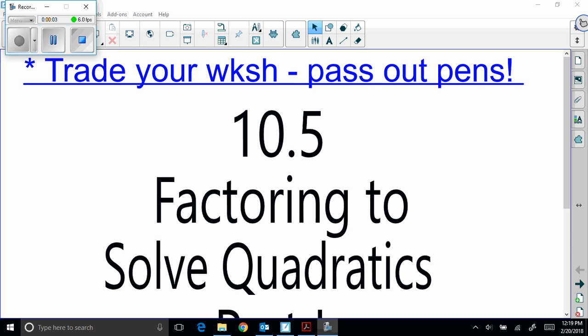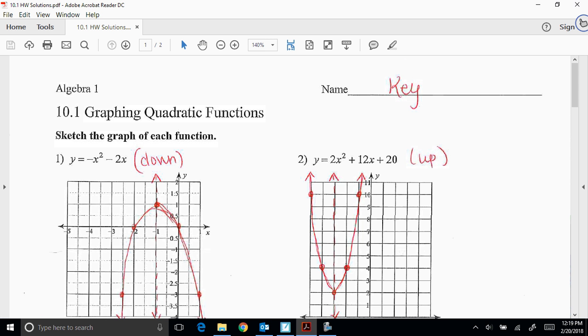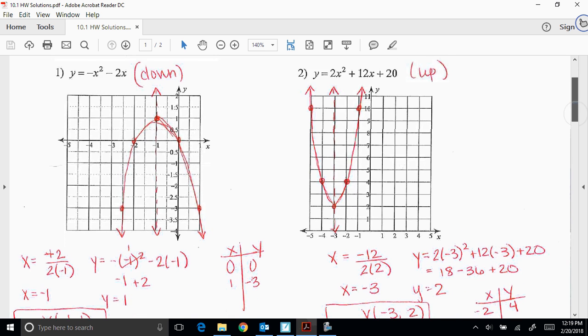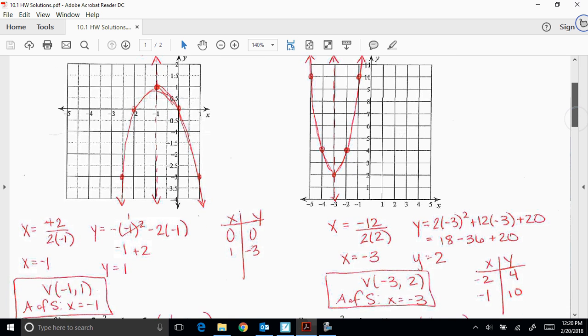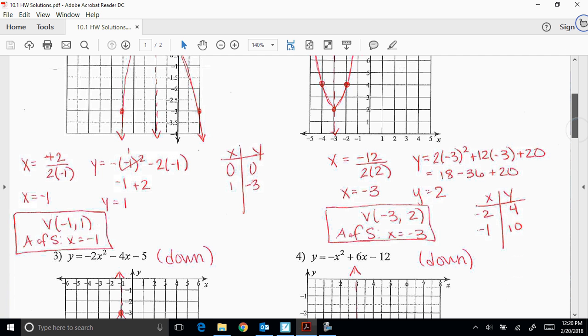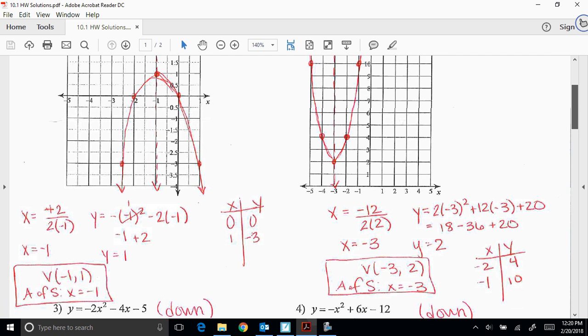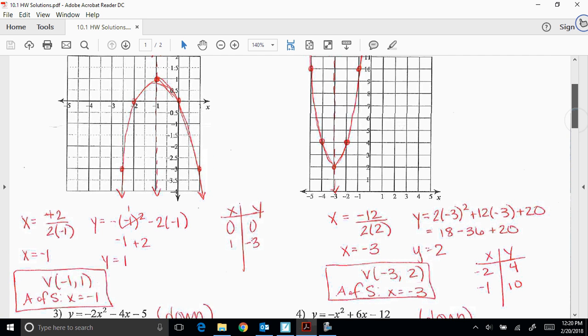Okay, go ahead and get out your worksheets from yesterday, your 10.1 worksheets, and I'm going to show you the answers to those so you can see how you did. Number 1, your parabola would be going down. Your vertex was negative 1, 1. Axis of symmetry would be x equals negative 1.